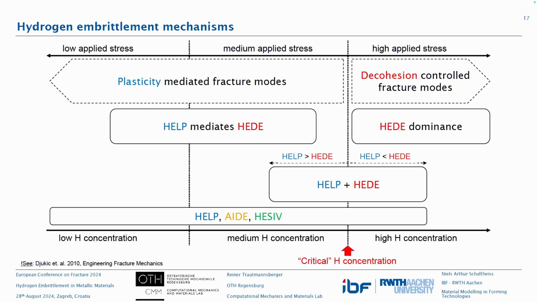And due to this HELP mechanism, there are other mechanisms which are strain-dependent. The other one is HESIV, hydrogen-enhanced strain-induced vacancies. The idea is that hydrogen also promotes the nucleation of nanovoids. So it's directly linked to something we would consider a ductile damage mechanism, which is mostly driven through strain. So the key idea is that we have to put constant plastic work into our system to drive forth our ductile crack propagation.